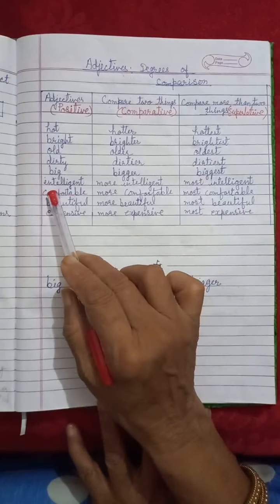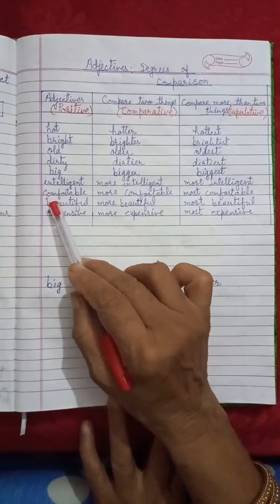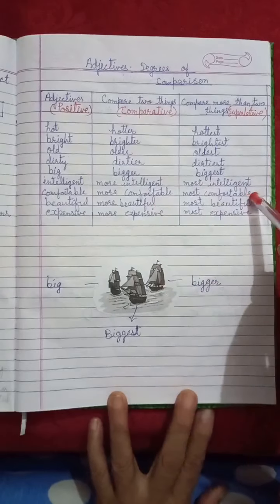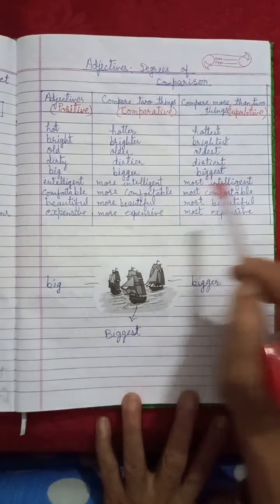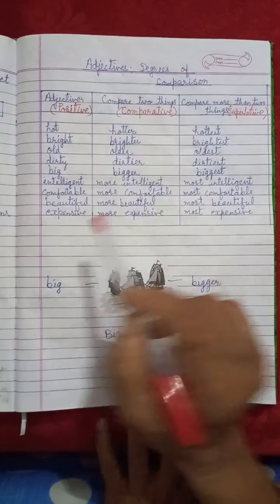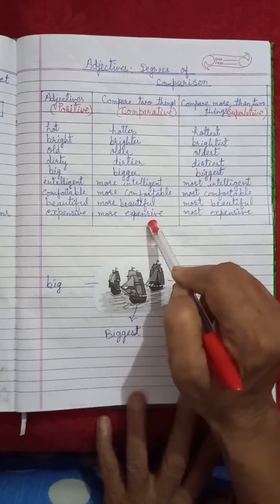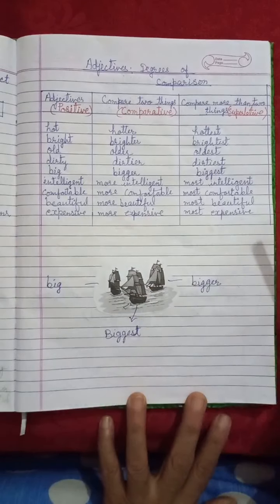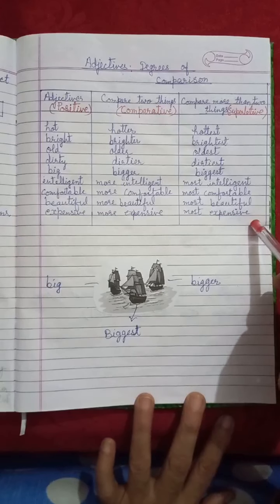Okay. So intelligent, more intelligent, most intelligent. Comfortable, more comfortable, most comfortable. Beautiful, more beautiful, most beautiful. Expensive means महंगा, and more expensive उससे भी ज़्यादा महंगा, and most expensive सबसे ज़्यादा costly.